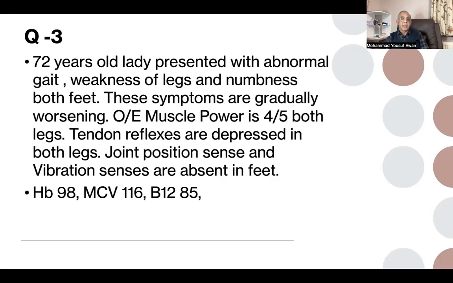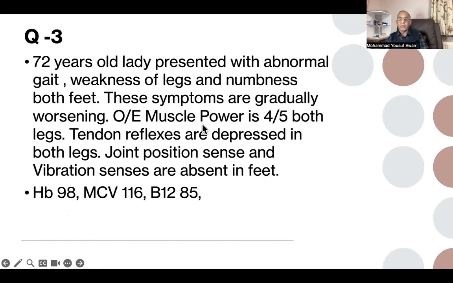Question 3. A 72 year old lady presented with abnormal gait, weakness of legs, and numbness of both feet. These symptoms are gradually worsening. On examination, muscle power is 4 out of 5 in both legs, mild weakness, tendon reflexes are depressed in both legs, and joint position sense and vibration sense are absent in the feet. The additional information here is hemoglobin 98, MCV 116, and B12 85. So what do you think?